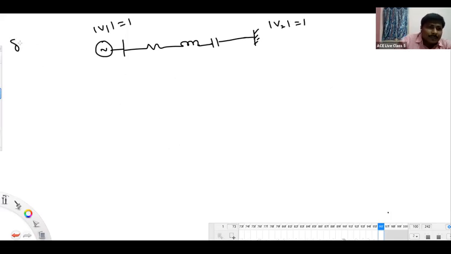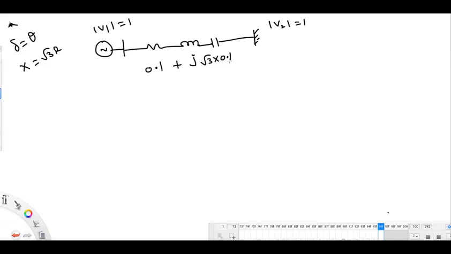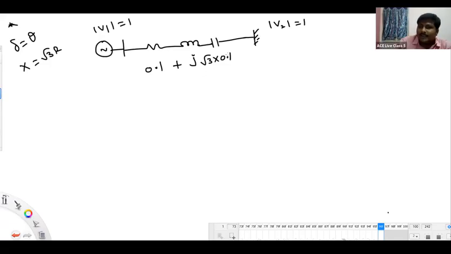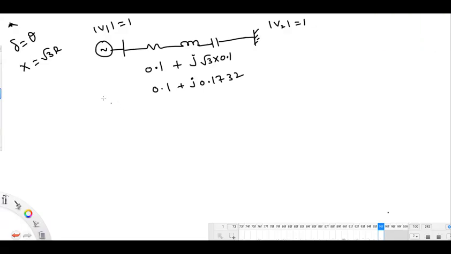Now, in this case, I am maintaining delta equals theta as well as x equals root 3 R, both. Then resistance value will be as it is, 0.1 only, but reactance will come to be root 3 into 0.1, like the sum we did. A capacitor is there that will manage to make this number as this value. So Z new after making the modification is 0.1 plus j 0.1732.